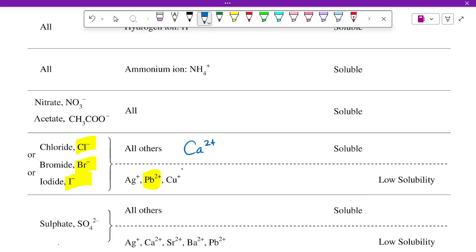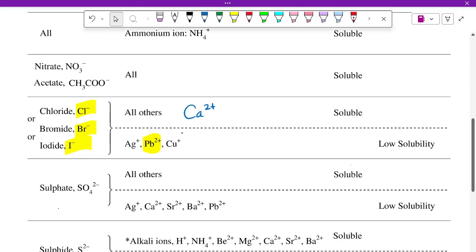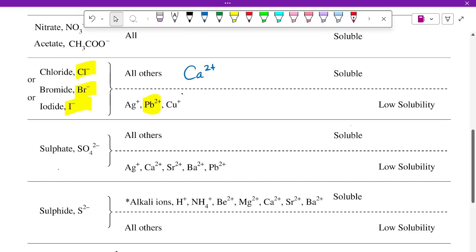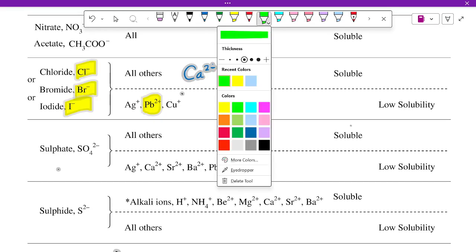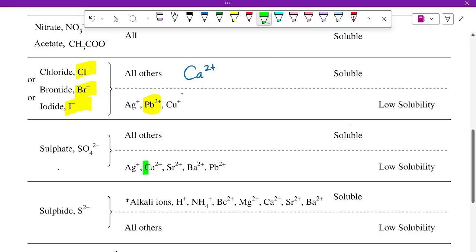Are there any others that would work? Not sulfate. Why not sulfate? Because it precipitates both calcium and lead. Sulfide. Does sulfide work? Yeah, because we've got calcium up here, and we've got lead down in the all others. Any others?